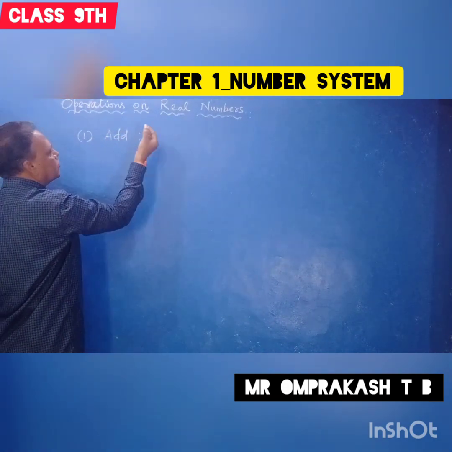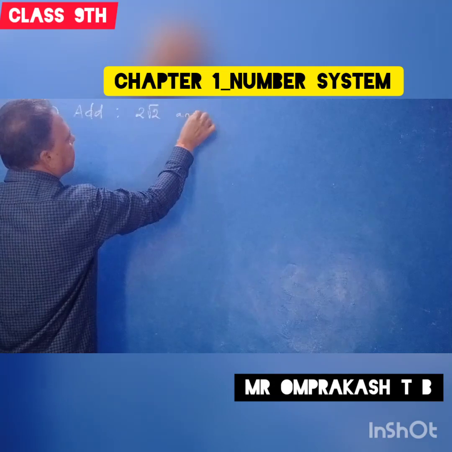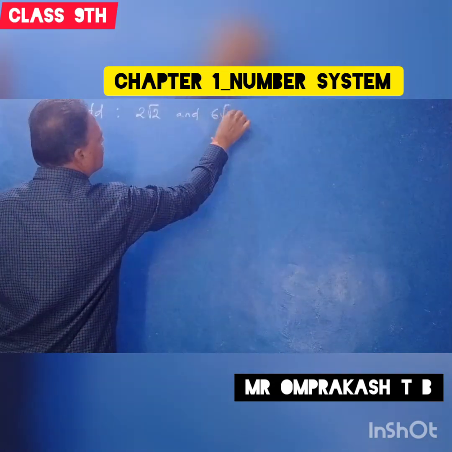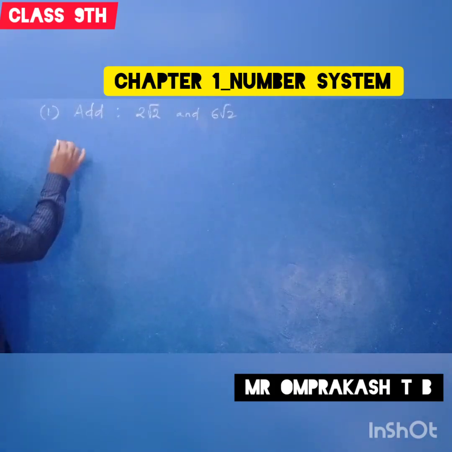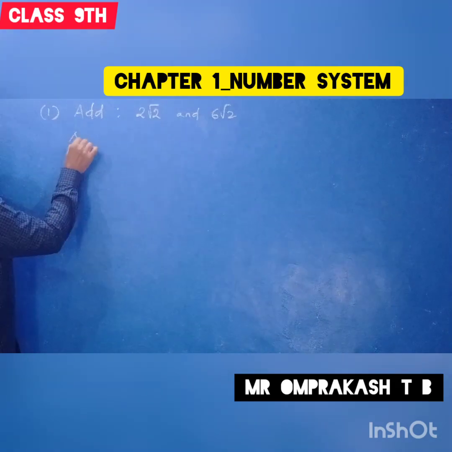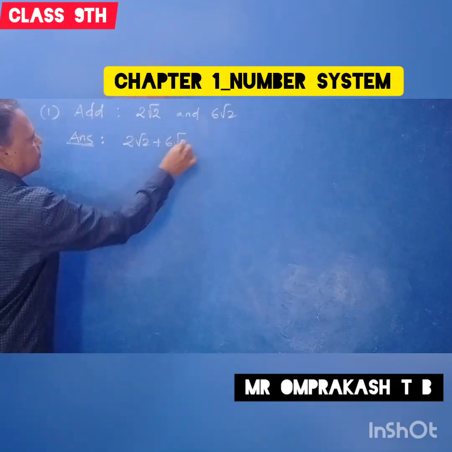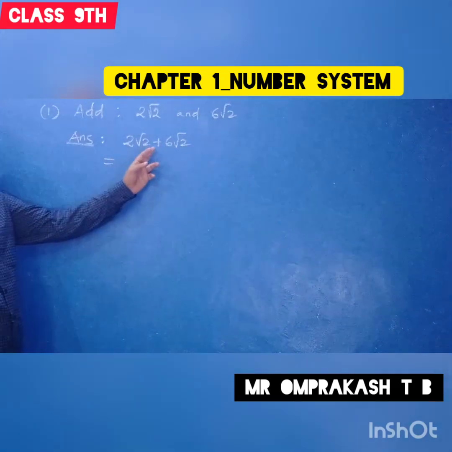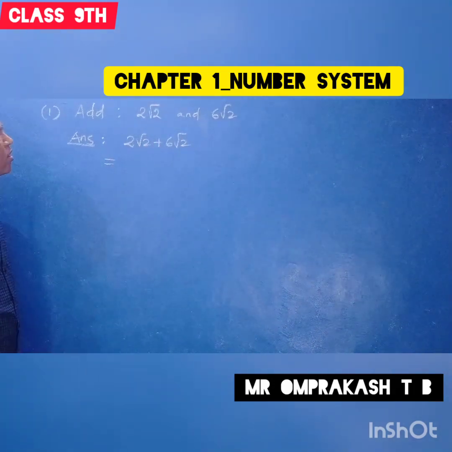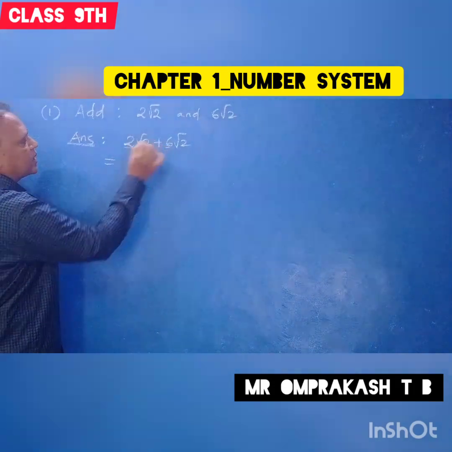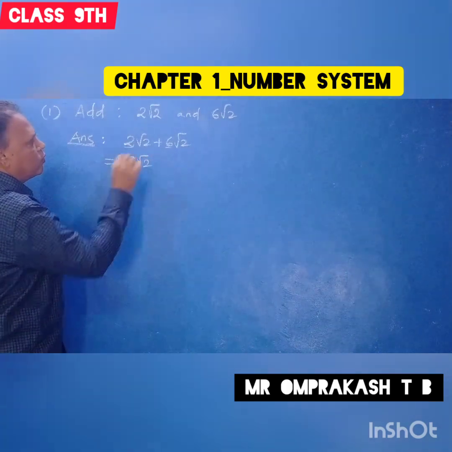Add two irrational numbers, that is 2 root 2 and 6 root 2. Clear? So how to add this? That is very important. 2 root 2 plus 6 root 2. You see, both are like terms. So root 2 is common. That means only this integer part you add, that is 2 plus 6, 8. 8 root 2. That's all. Clear?